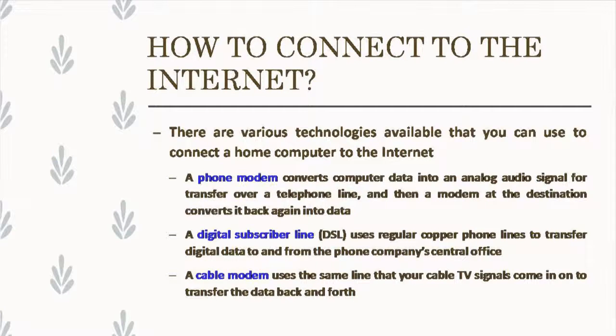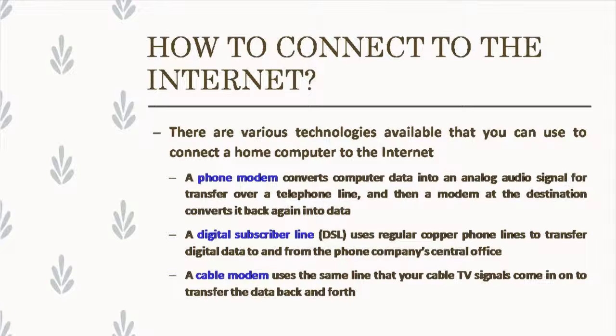Basically, a phone modem converts computer data into an analog audio signal for transfer over a telephone line. And then a modem at the destination converts it back again into data. A modem is basically a device which converts data from analog to digital, digital to analog, and so on. Now this device is a fixed one. I need telephone lines to transfer the data.